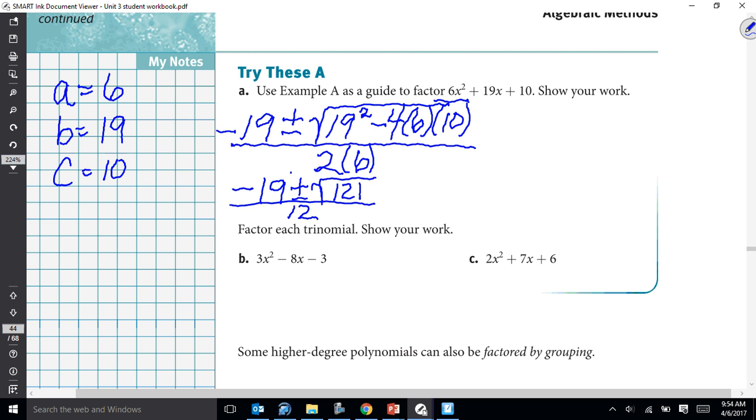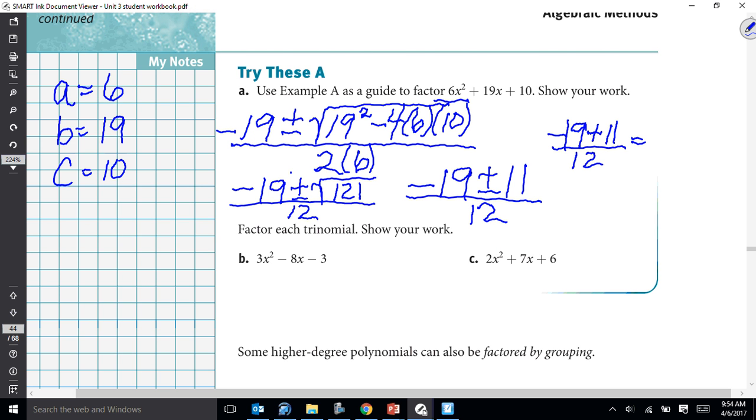Alright, so we have negative 19 plus or minus the square root of 121 divided by 12. What's the square root of 121? So we have negative 19 plus 11, which is negative 0.66. Alright, so as a fraction, what is that? Negative 2/3. And then our other one was negative 19 minus 11. That was negative 2.5. And then what is that as a fraction? Negative 5 halves.